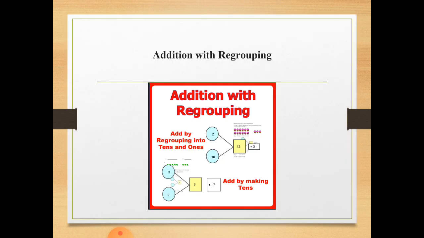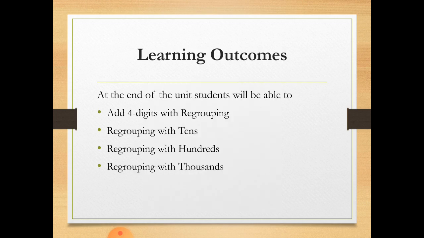The topic is addition with regrouping. Learning outcomes. At the end of the unit, students will be able to add 4 digits with regrouping: regrouping with tens, regrouping with hundreds, regrouping with thousands.